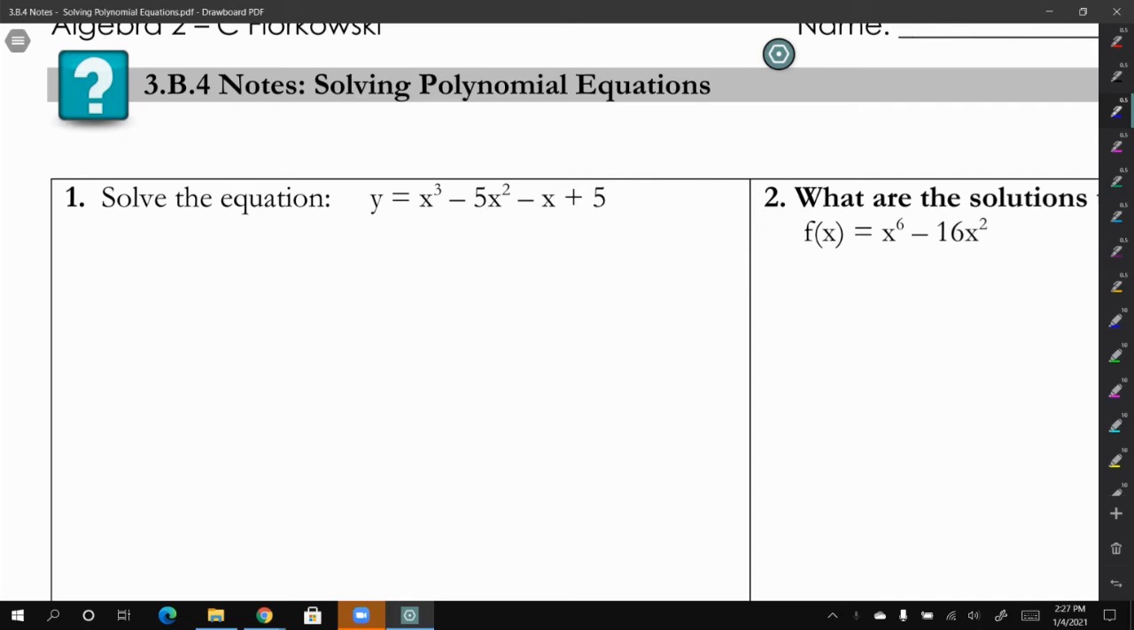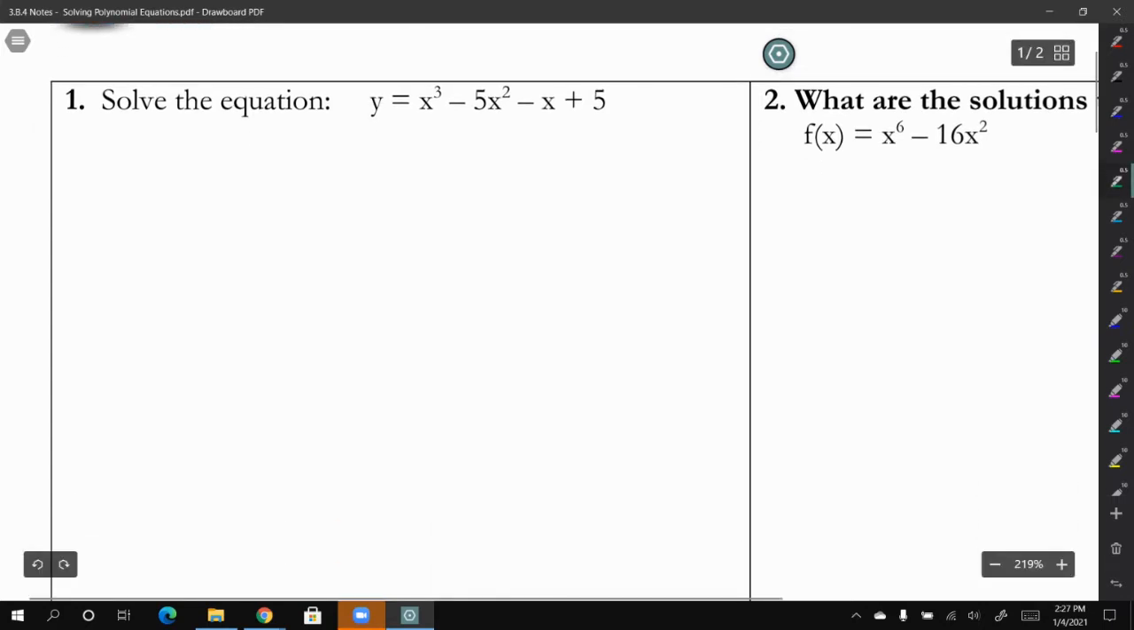All right, today we're going to be solving polynomial equations. Now, we've done this already in a sense when we started to graph these polynomials, because when we graph polynomials, we had to find our x-intercepts. And when we want to solve them now, we're going to be doing a little bit of that same process. So, for example, we're going to solve this polynomial here.